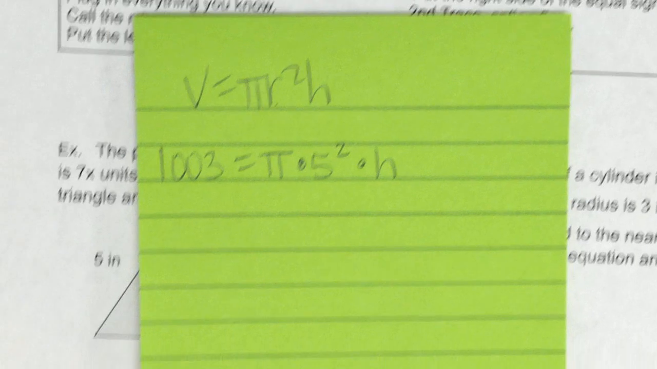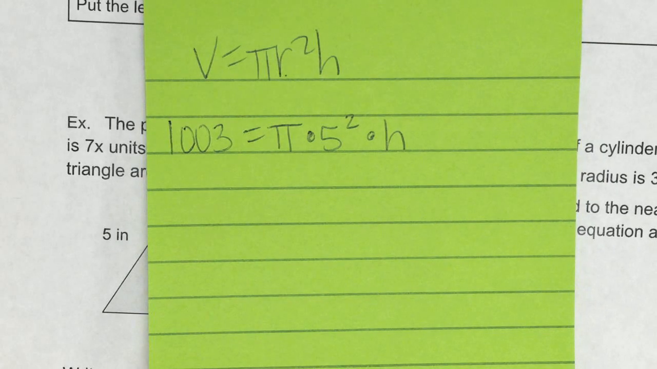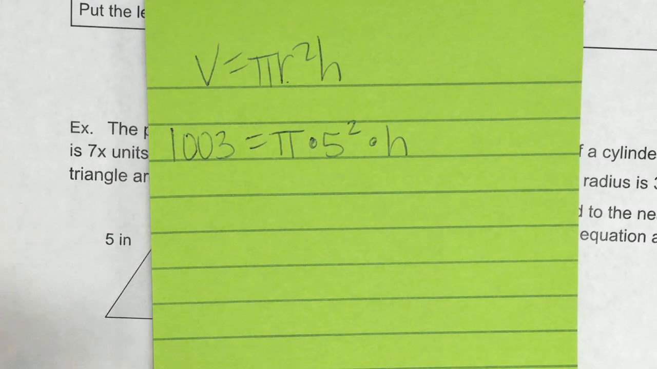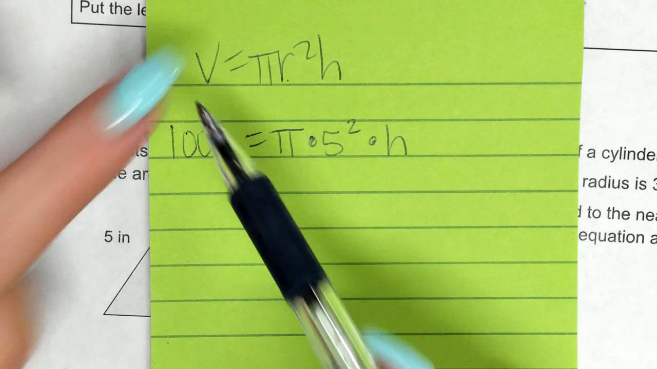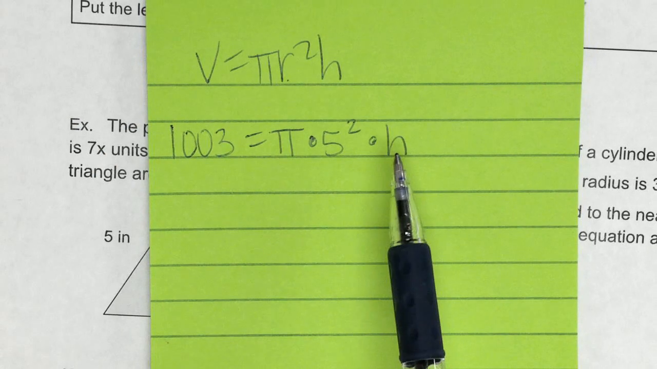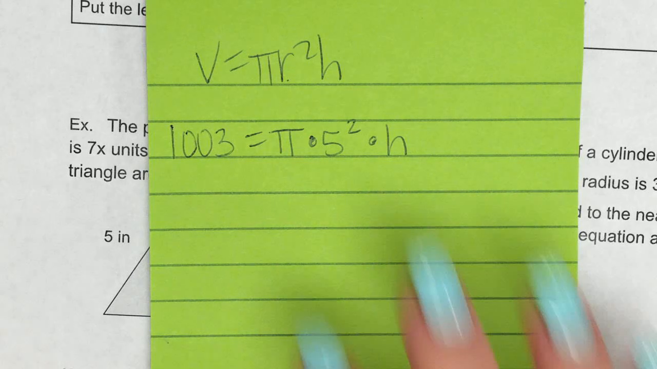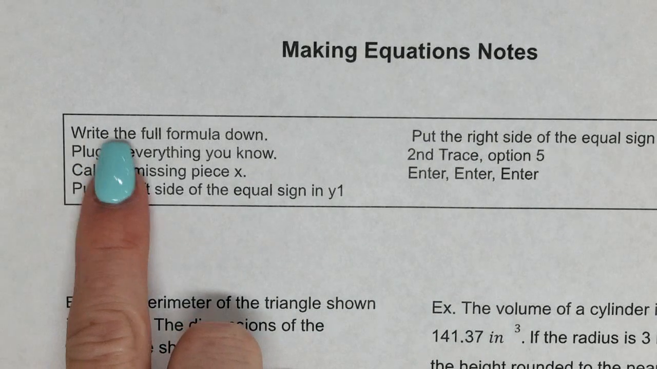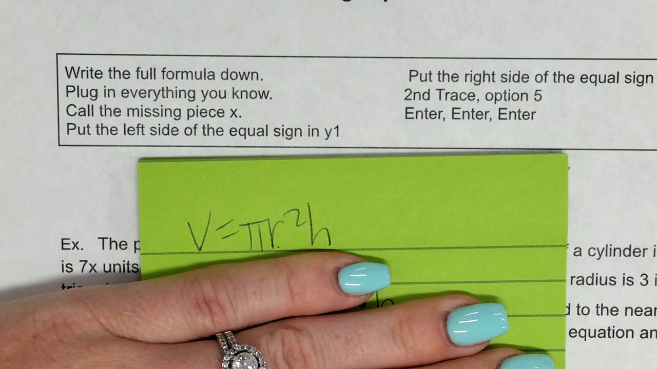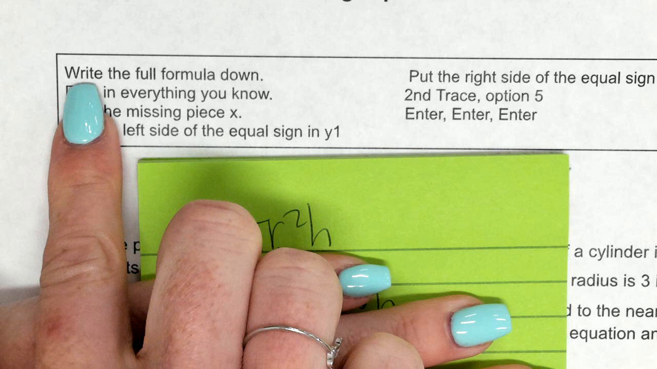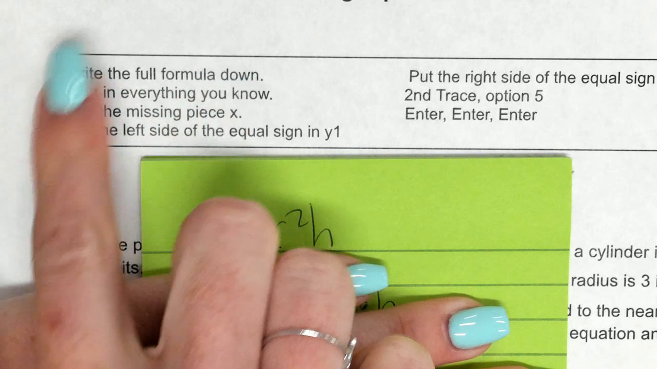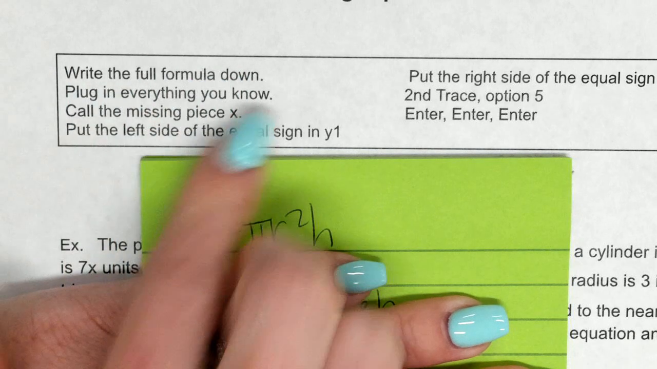I'm going to say it again. So far this year, we've only filled in the pieces on one side and solved for the volume. Today, it might give you the volume and ask for the height. So what you're going to do is write the full formula down, just like I did here. Is everybody looking? I wrote the steps for you. What's the first step? Write the full formula down. The second step, plug in everything you know.